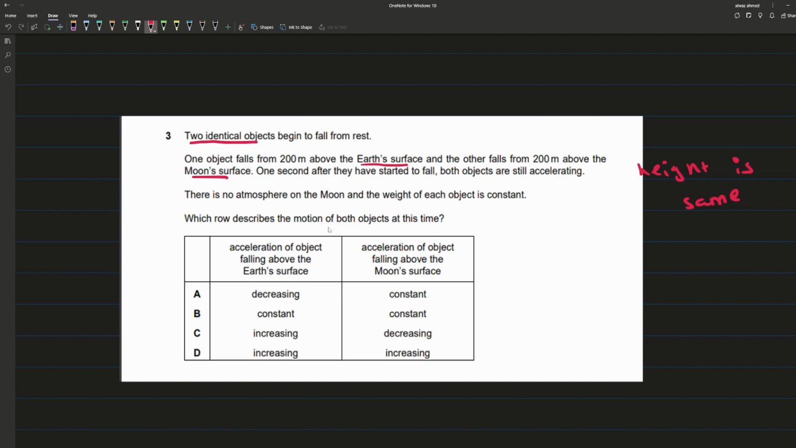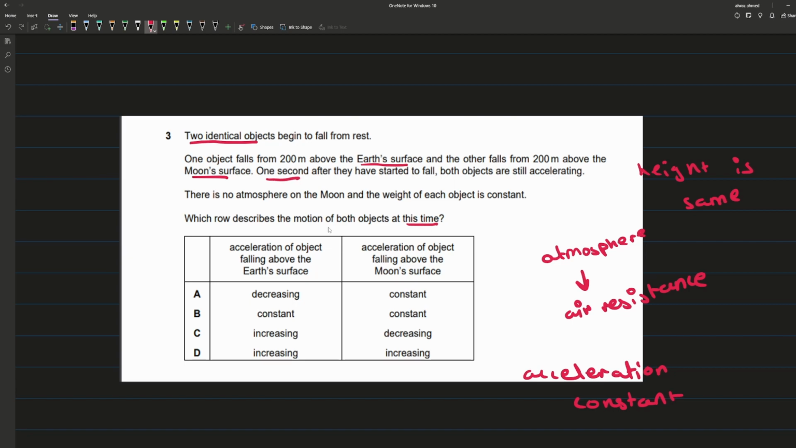So the difference between the moon and the earth is that the earth has an atmosphere. Now the atmosphere means that every object is going to face air resistance, while on the moon there is no atmosphere, so there is no air resistance, and the acceleration remains constant. Okay, so let's keep that in mind. And they're asking us which row describes the motion of both objects at this time. This time refers to 1 second after they've started to fall.